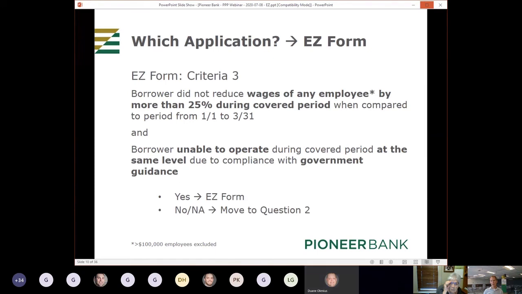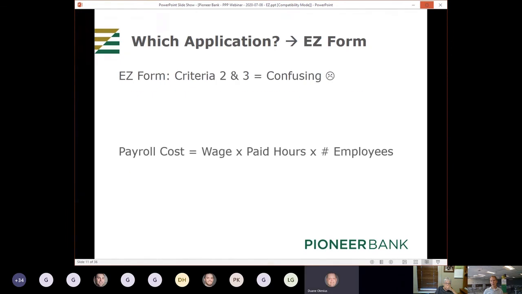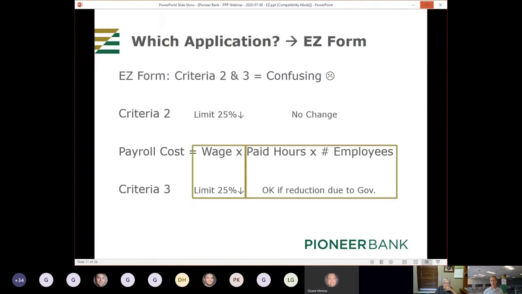Yep. And that's the part of this that is confusing. There's a difference: when the criteria talk about wages, they're talking about the per hour rate, so they're $15 an hour. Not necessarily how much you ultimately paid them, because that's a function of your rate plus the number of hours they worked and the quantity of employees. What criteria 3 is saying is that the wages can be adjusted, and it's in the paid hours and employee stuff, as long as it was due to government requirements. It's okay to have the total compensation paid go down as a result of paid hours or number of employees going down because of following government rules, and not due to dropping people's hourly rate by more than 25%.